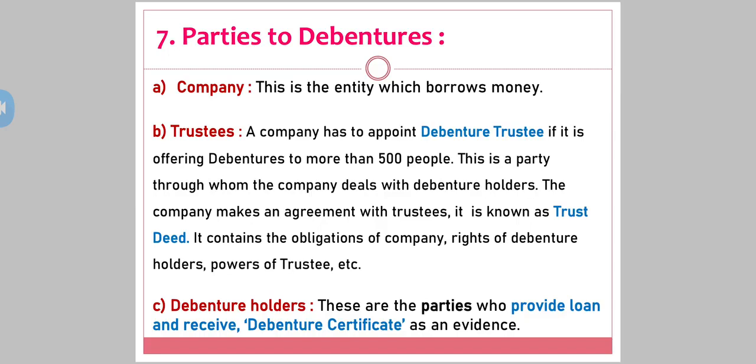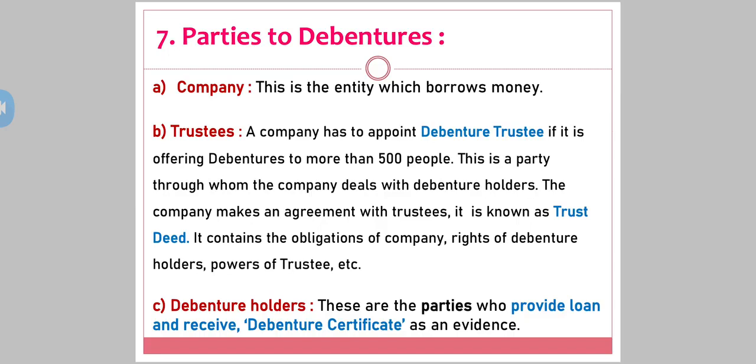This is a party through whom the company deals with the debenture holder. The company doesn't come directly in contact with the debenture holder. The company appoints a trustee in between to deal with the debenture holders. The company makes an agreement with the trustees. It is known as the trust deed. It contains the obligations of the company, rights of debenture holders, powers of trustee, etc.